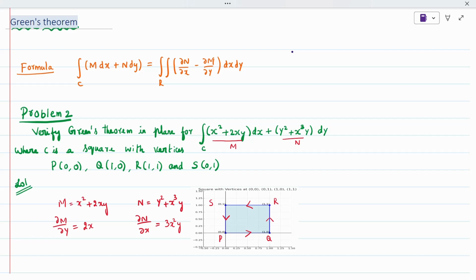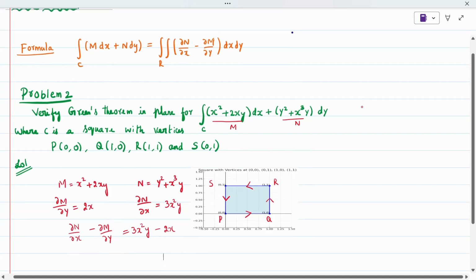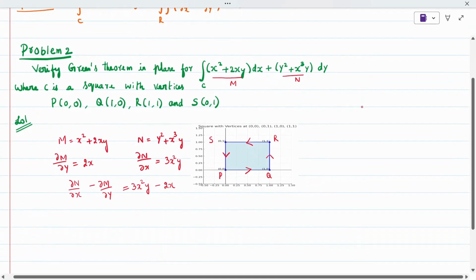Next step, subtract: ∂N/∂x minus ∂M/∂y. The first term minus this. Don't forget to write the minus symbol. 3x squared y minus 2x. So that is completed. Now we have to do the double integration. The limits are very easy. The right hand side part I am going to do.